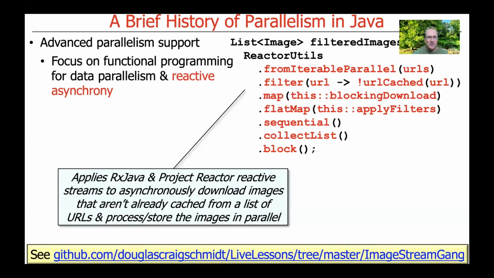And good examples of frameworks that implement this would be RxJava and Project Reactor. And what we do here is we use these mechanisms in order to be able to asynchronously download the images that aren't already cached in a list of URLs and process and store them in parallel. And we'll talk a lot more about how all this stuff works. It's very cool, and you'll get a chance to play around with this in some of the code.